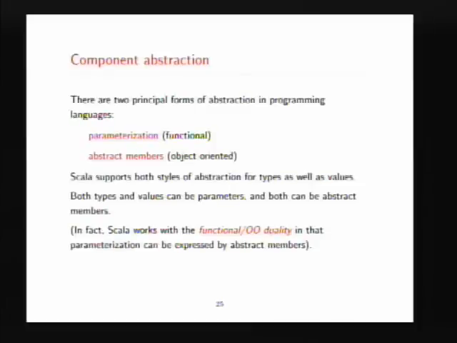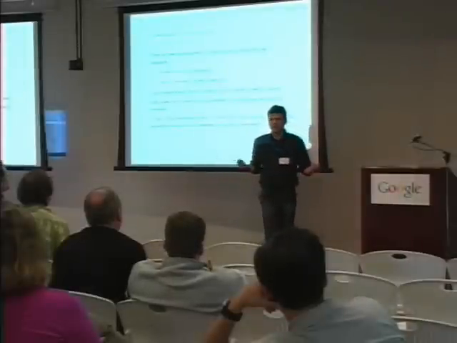If you look at Java, it's actually quite interesting. It supports both, but for different things. It uses parameters for non-functional values. So for plain values, you use parameters. You can't abstract over a value. You can't have an abstract value in a class. You can only have an abstract method in a class.